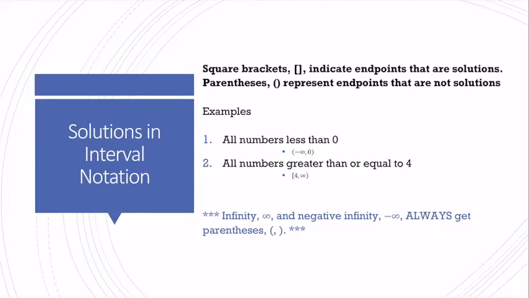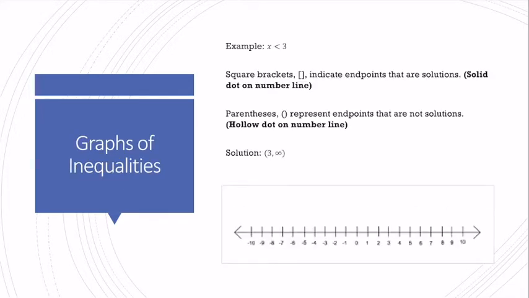Let me go ahead and graph this and we can practice. So let's say x is less than 3. Now 3 is not part of my solution, right? Because 3 is not less than 3. My solution is all values of x that are less than 3. So I'm going to be shading to the left, right? Because 2 is less than 3.